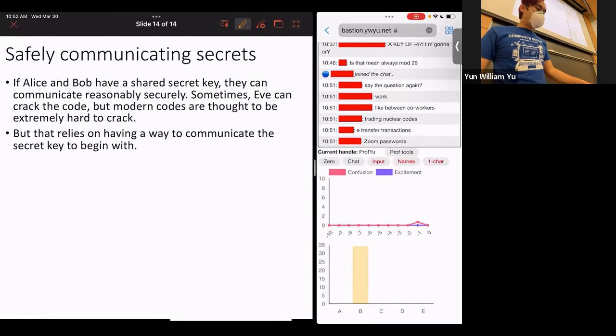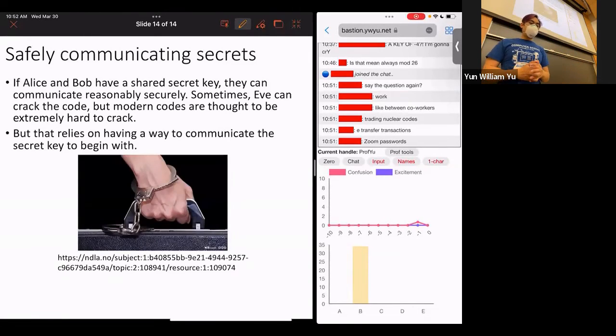But yeah, so this is still quite helpful, but of course it doesn't always work. So maybe you're talking to Amazon, and let's say you don't have an Amazon account yet, and so there's no way for you and Amazon to share any secrets except over the internet, right? So the point is that it relies on having a secure way to communicate a secret key to begin with. And people are talking about trading nuclear codes.